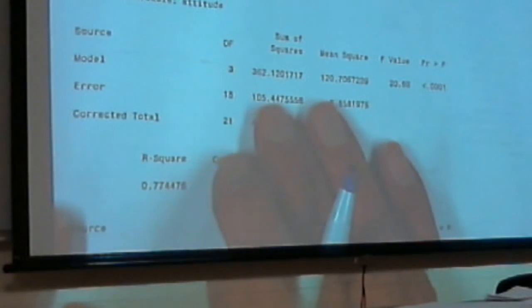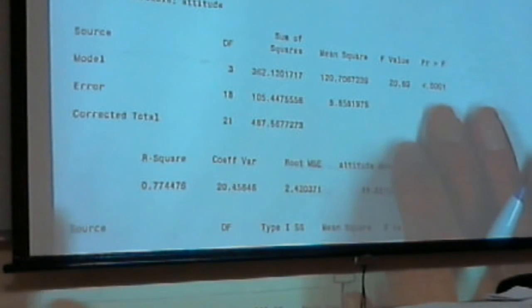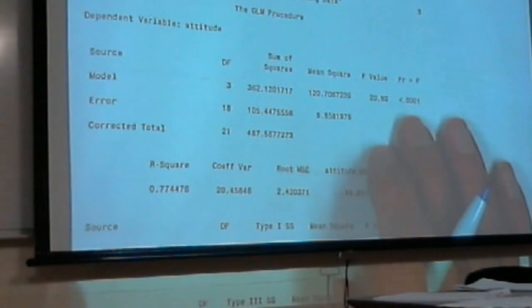So then we see the ANOVA table right here. The sums of squares, the mean square, the F, the p-value is very small, so we would reject H0 and say somehow the response is different depending on these 4 characteristic groups.